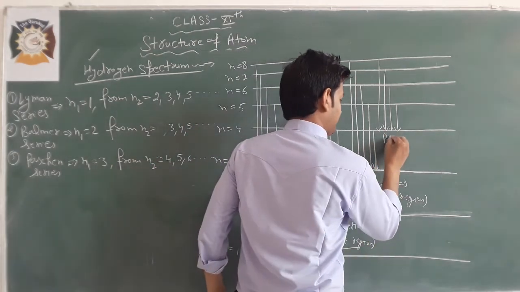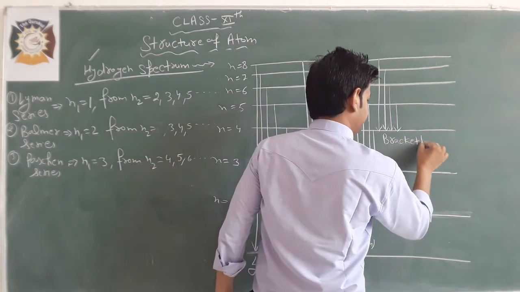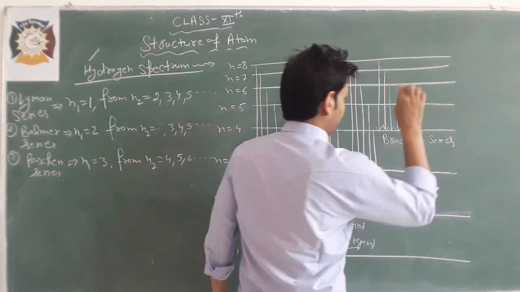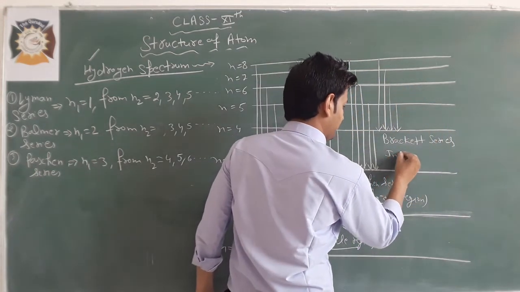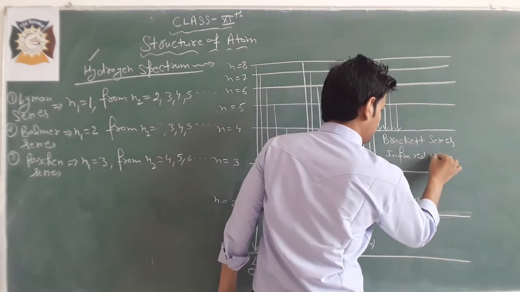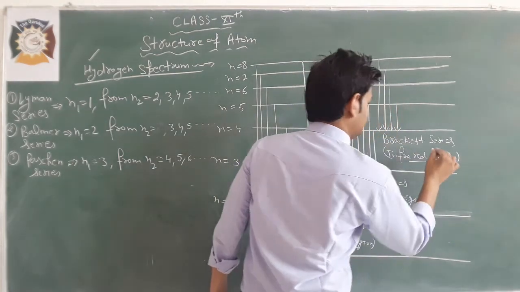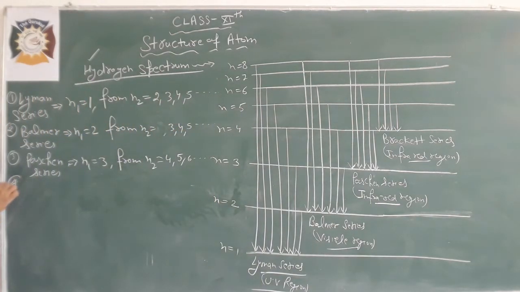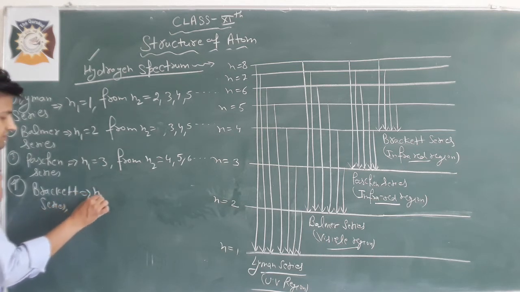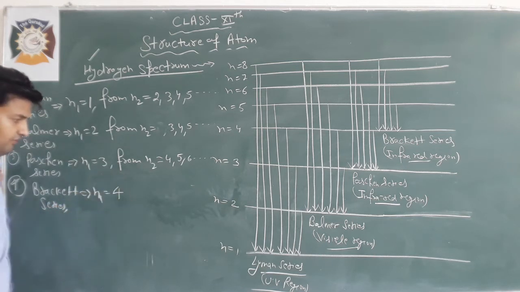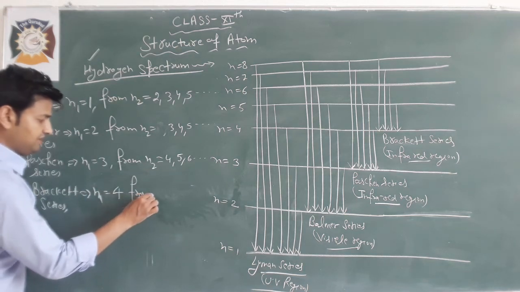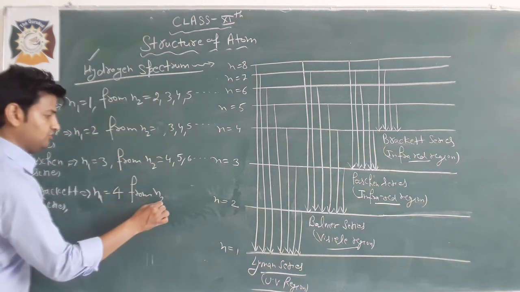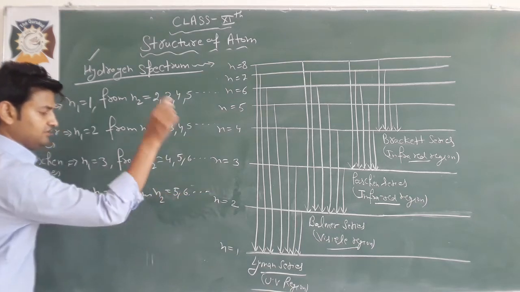Next is the Brackett series. We obtained the Brackett series and it is also present in the infrared region. This is our infrared region. The fourth type of series is Brackett, and in this the electron in the ground state is present in the fourth shell and the electron comes from the excited state. n2 will be equal to 5, 6 and so on.